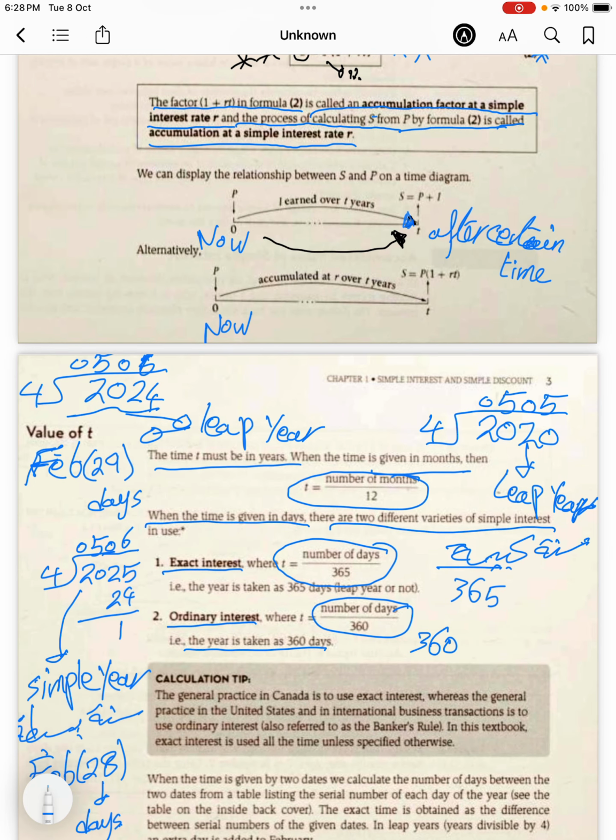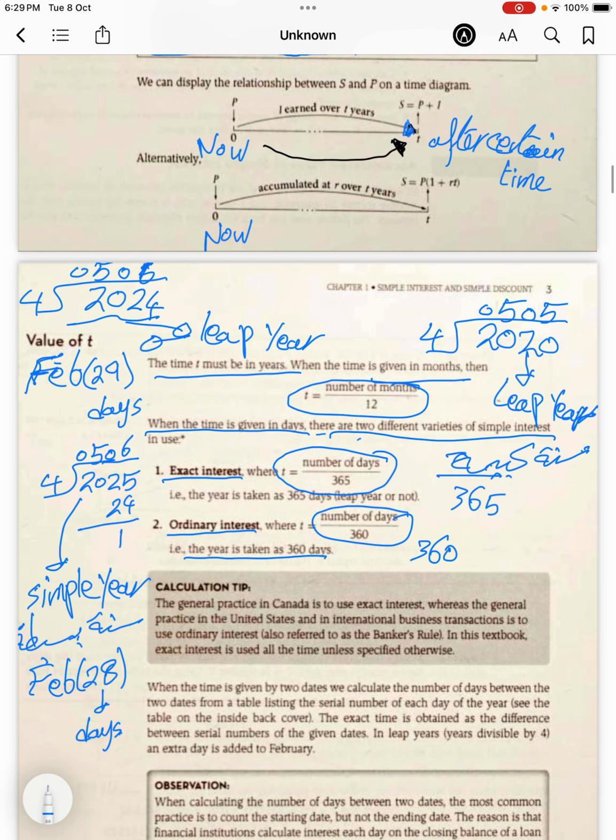Notice here, the time must be in years. When the time is given in months, we divide it by 12. When the time is given in days, there are 2 different varieties of simple interest in use. Exact interest, you must divide by 365, whether it is a leap year or not. Ordinary interest, T is the number of days divided by 360, the year being taken as 360.